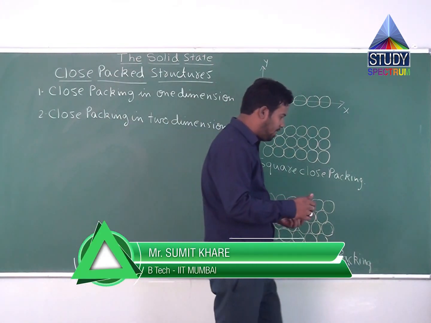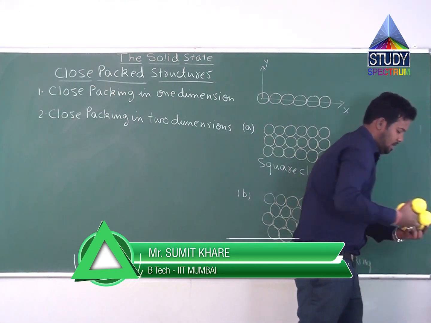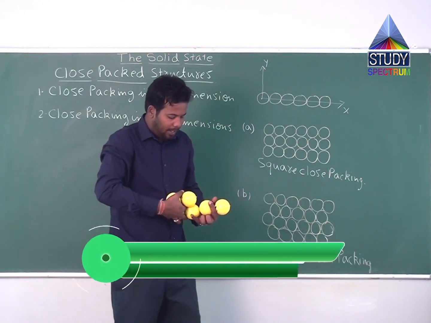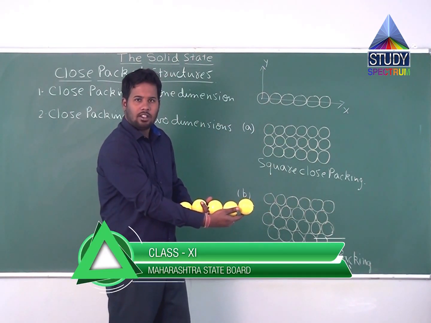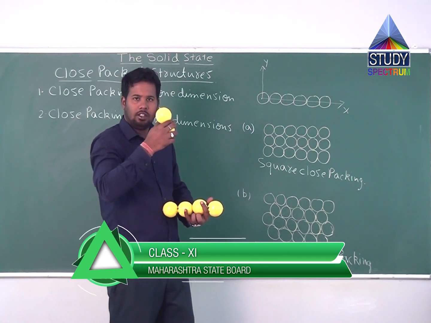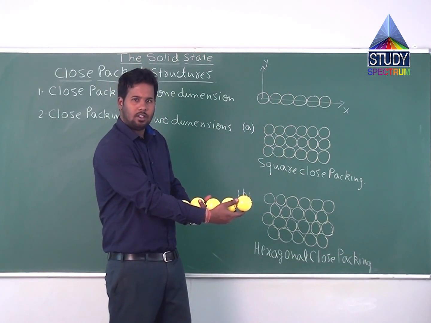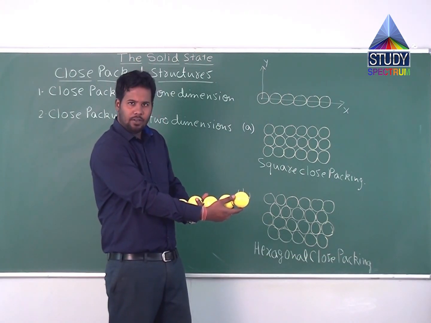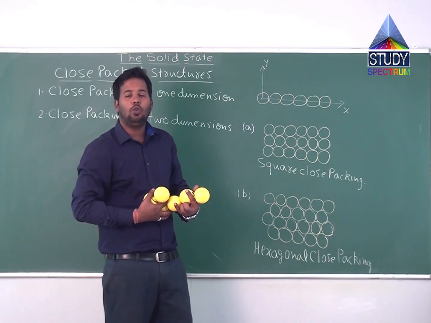If I want to understand that in a better, physical manner, I can say the atoms are arranged in such a fashion, and this axis is the x-axis, this axis is the y-axis, and since the atoms are placed along the x-axis only, or the centers of each sphere lie only on the x-axis, we can say this is close packing in one dimension. Then what is close packing in two dimensions?